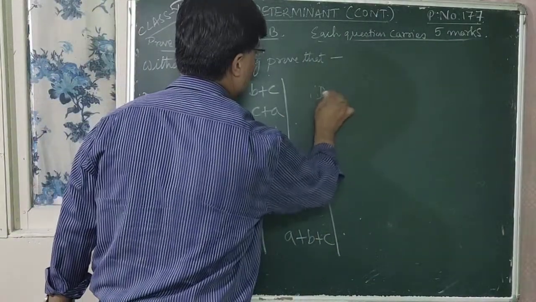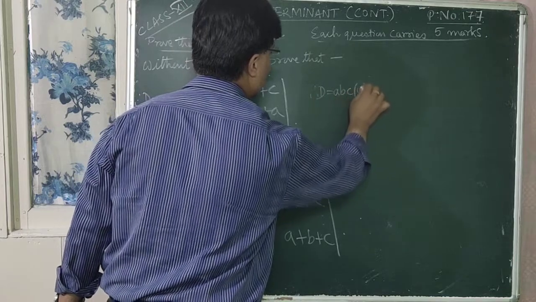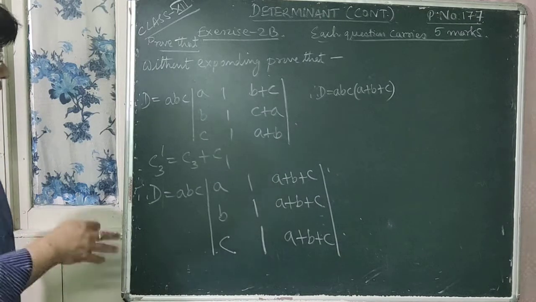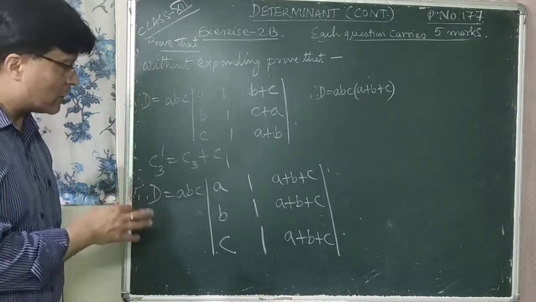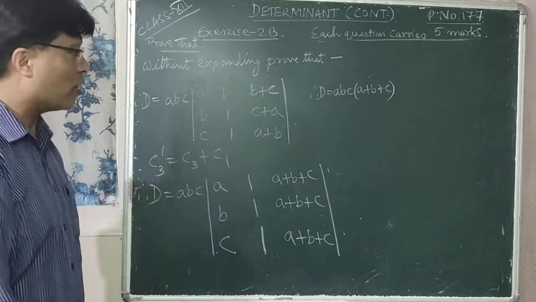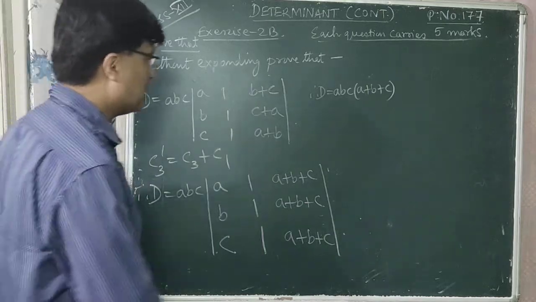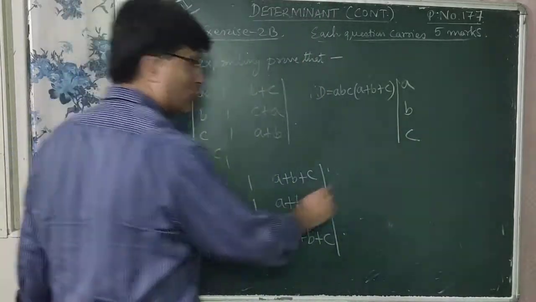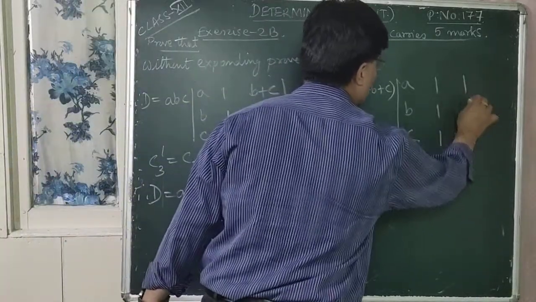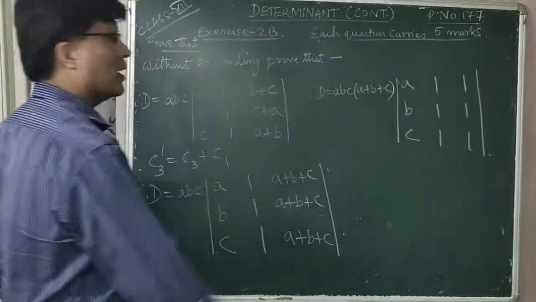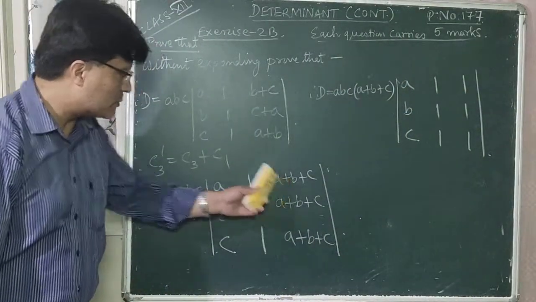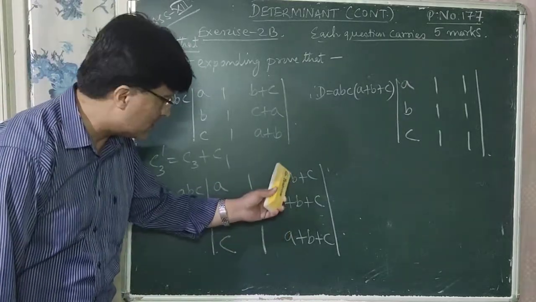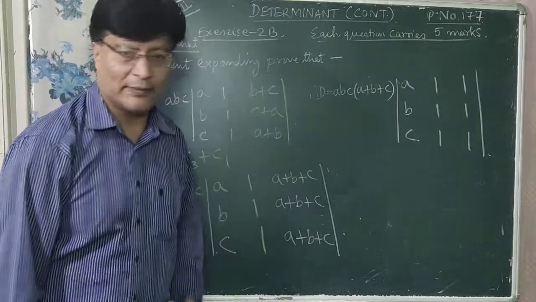So therefore D is equal to ABC within bracket A plus B plus C, from the third column. A plus B plus C is taken common outside the determinant, right? So first column A, B, C. What is the second column? 1, 1, 1. What is the third column? Third column is also 1, 1, 1, right? If A plus B plus C is taken common outside, this third column changes, that is, it is 1, 1, 1, right?